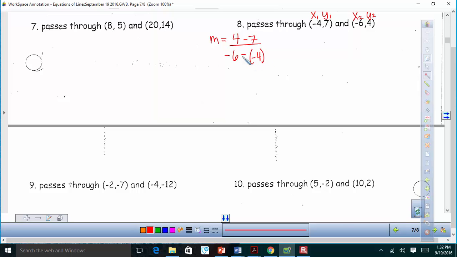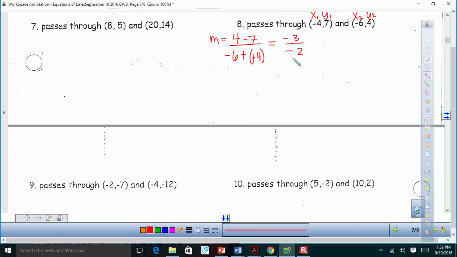Okay? So what have we been doing when it's minus a negative? We just change it to adding, right? So I'm going to change both of these signs to adding. So 4 minus 7 is a negative 3. Negative 6 plus 4 is a negative 2.